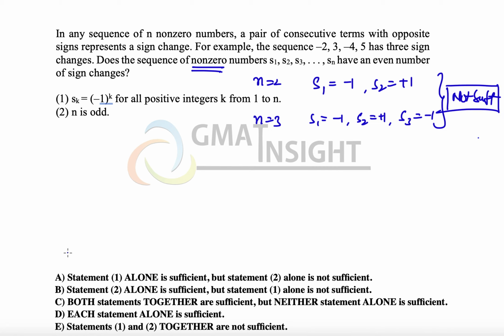Now, options A and D are out. The second statement says that n is odd. But we do not know how the sequence is progressing because the sequence formula is not given in the second statement. Therefore, the second statement alone is definitely not sufficient to answer the question. B option is out. Now the third step is combining the two statements.